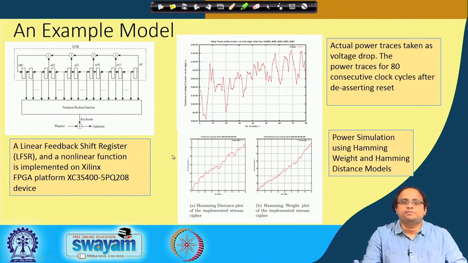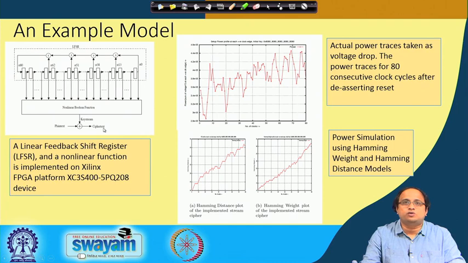So, here is an example modeling of an LFSR, or a linear feedback shift register, which is implemented along with a nonlinear function. This is typically how a stream cipher is implemented. You have an LFSR block, you have a nonlinear Boolean function which works as a Boolean combiner, and then you have the plain text. It basically generates a key stream, you XOR them and you get the cipher text. So, this is typically how a stream cipher would look.